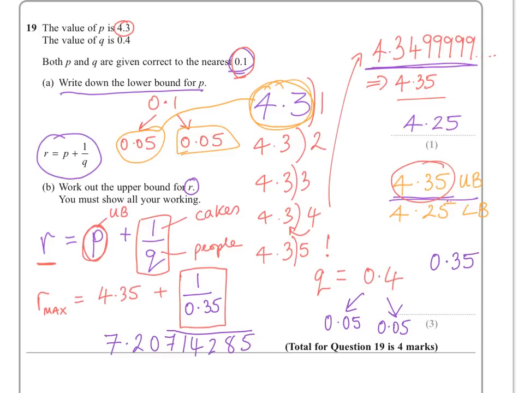Now, what would we give our answer to? That's the first thing to think about. Well, in the question, we were using numbers to 3 significant figures here. So I'm going to leave my final answer to 3 significant figures. So I'm going to write 7.21 here. Okay, so 7.21, and I'm going to write 3SF in the bracket there.